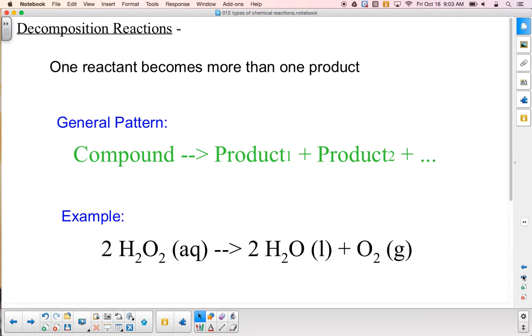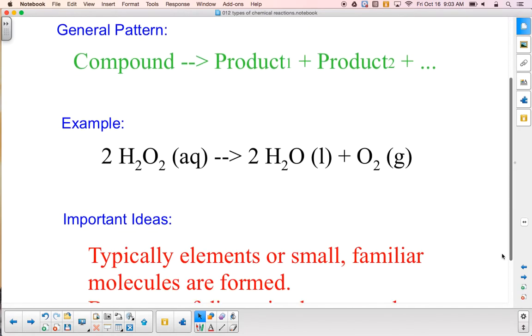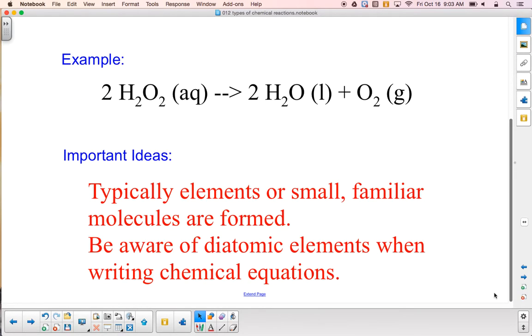A good example of this is the reaction of hydrogen peroxide decomposing to form water and oxygen. This is the reaction that takes place when you injure yourself. You pour hydrogen peroxide on the injury and it begins to fizz. The bubbles you see in that fizz are the oxygen gas, and the high concentrations of oxygen are able to kill the bacteria, and the bubbling removes some of the dirt from your injury.